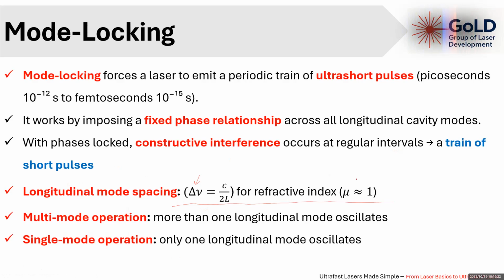And in general, we consider that the refractive index is 1. So multi-mode operation is a common operation, and it means there are so many modes. And in single mode operation, only one longitudinal mode oscillates. Single mode operation, we need only for normal CW lasers. In this case, if you remember the previous lectures, we use an etalon, or reduce the length of the cavity, to have a single mode.